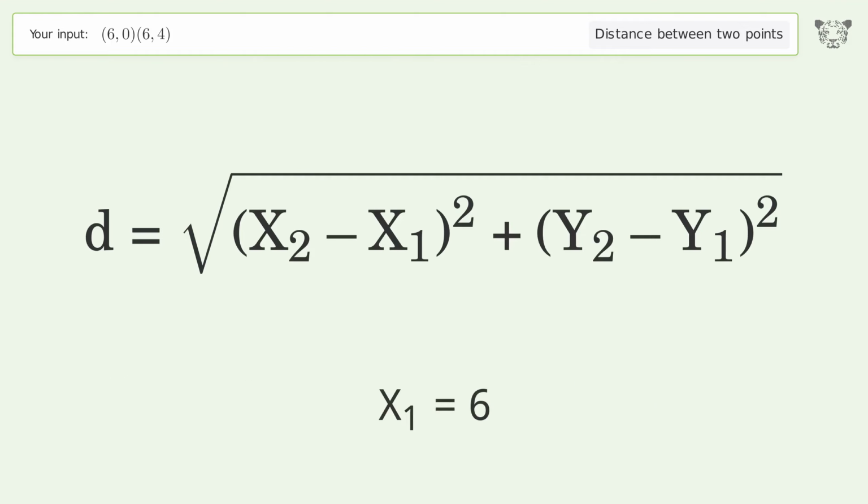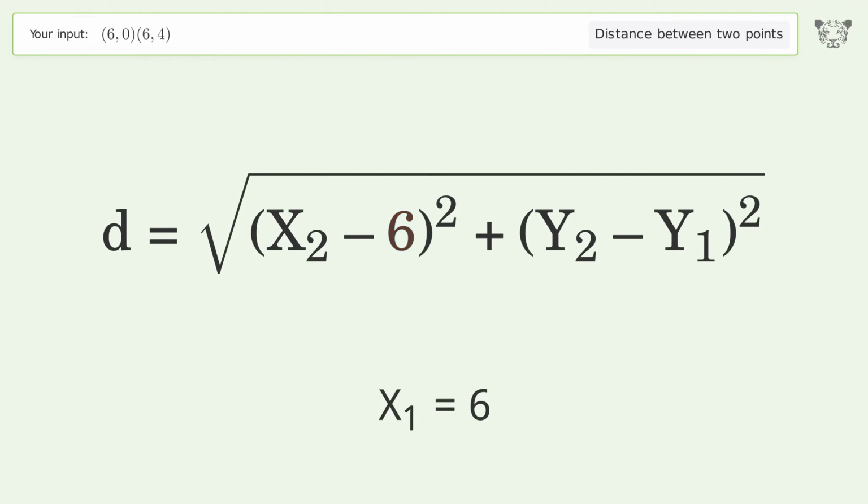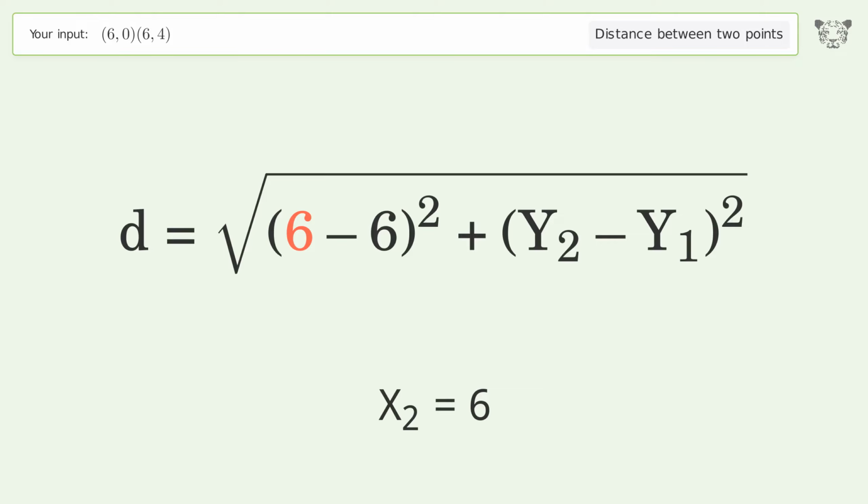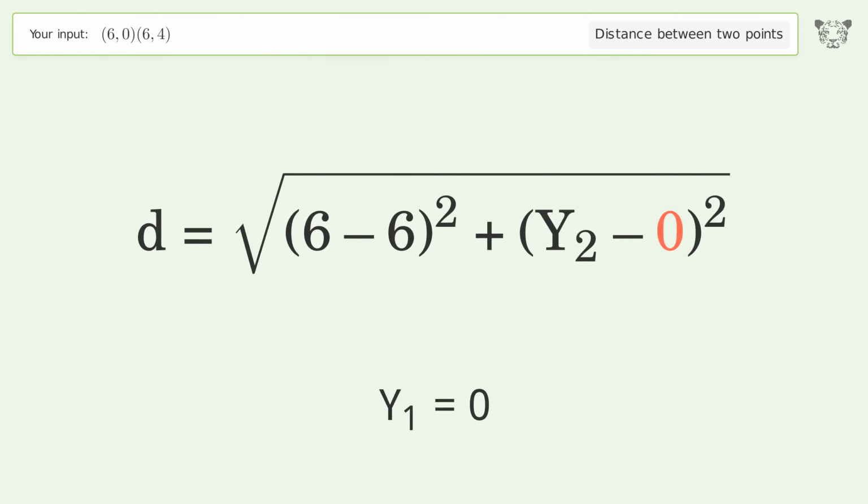x1 equals 6. x2 equals 6. y1 equals 0. y2 equals 4.